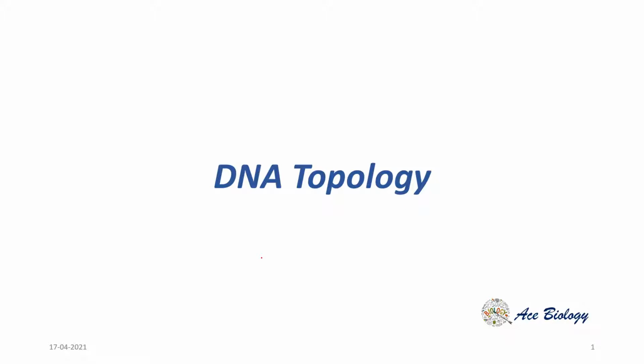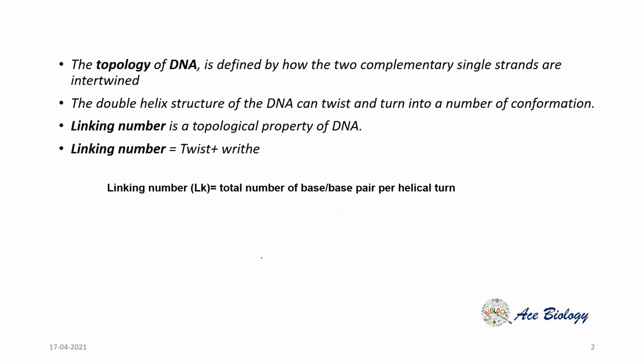Now, in this session, we are going to discuss DNA topology. DNA topology deals with how these two complementary strands are twisted and turned around each other. Here we are going to come across a very common term, the linking number. Linking number is a topological property of DNA, which is given by the sum of twist and writhe.